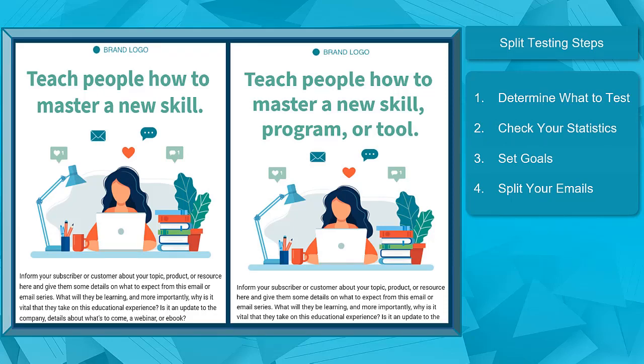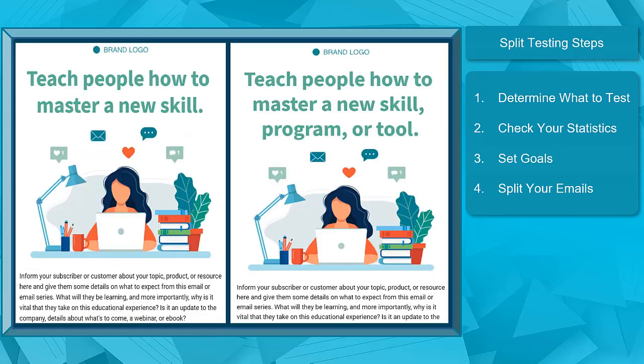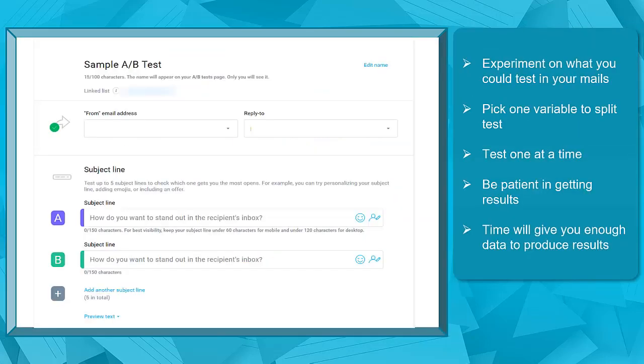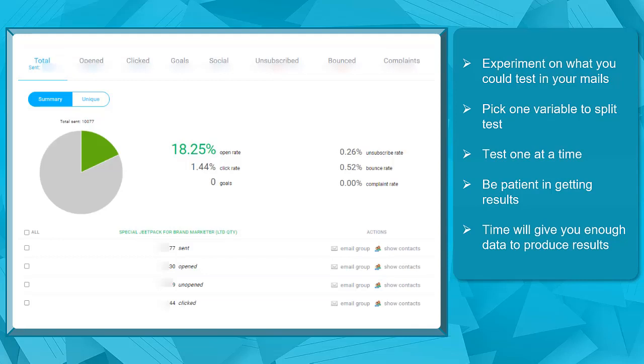Start the testing and compare the results with your goals. Once you have the results, you'll determine which email you can use in your email campaigns that has the most engagement. Experiment on what you could test in your mails. Remember to pick one variable to split test. Test one at a time only. Determine your goal to know the results that you must achieve in your tests. And lastly, don't be in a rush to get the results. Give it time to produce enough data to determine the success of the split testing.